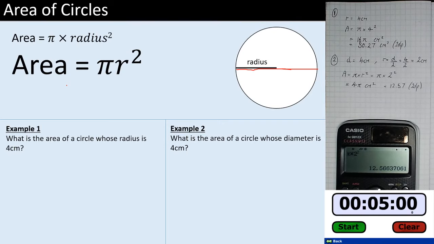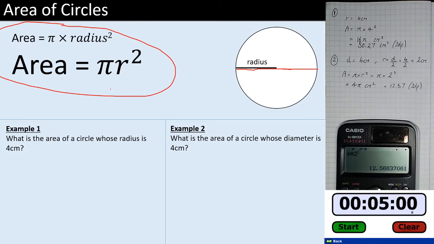So that formula here, that is one that we absolutely have to know. It's one of the ones that we can try to test ourselves on time and time again. We need to know that formula.